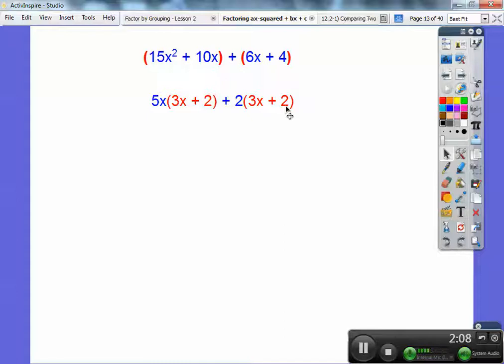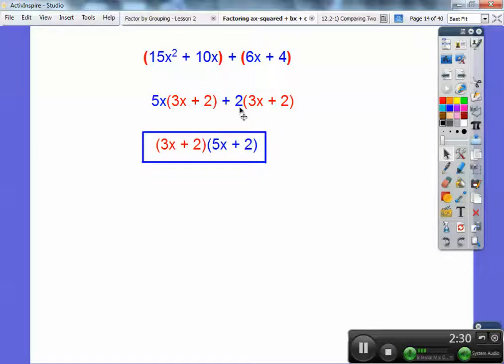Now imagine if I said distribute this 5x through the parentheses right there. It would take you right back up on top. Similarly, if I said distribute this 2 through, it would take me right back up there. So we GCF the first two, we GCF the second two, and look, they both have a common red 3x plus 2. So I'm going to pull out that red 3x plus 2, and I'm left with the blue stuff that's with it, 5x plus 2. So there it is, factored.